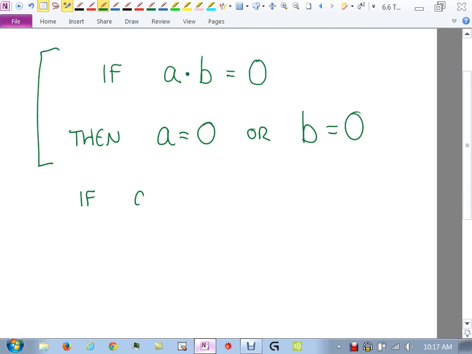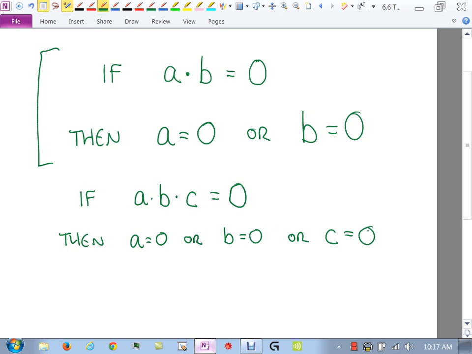If A times B times C equals 0, so what if you have three things that multiply to be 0? Then one of them has to be 0. Then A must be equal to 0, or B must be equal to 0, or C must be equal to 0. And you can imagine that you can extend this property to A, B, C, D, right?